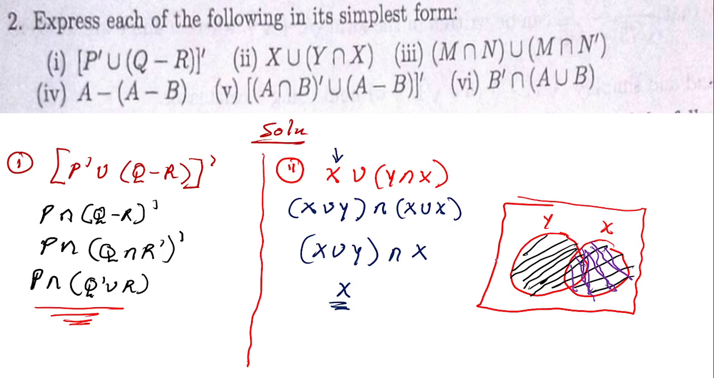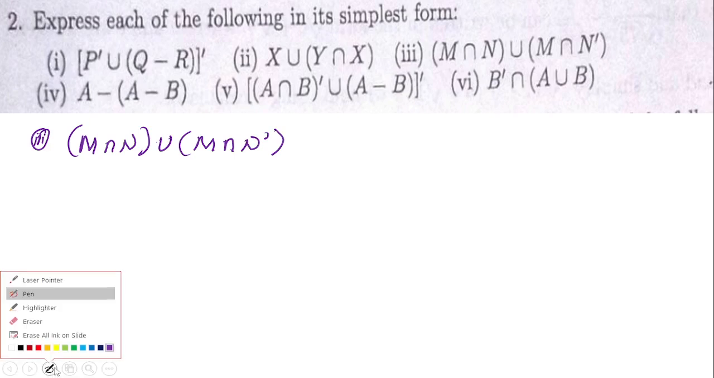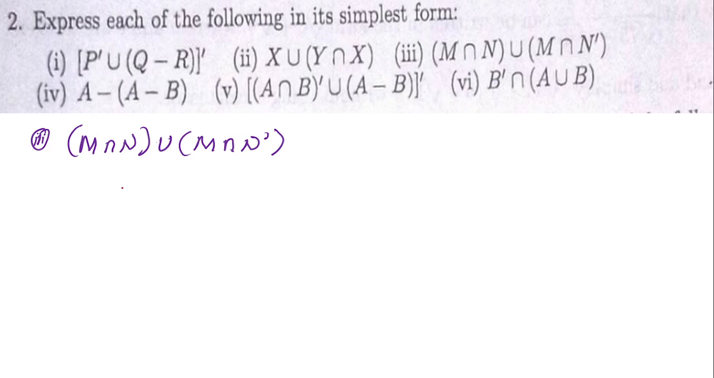Let me go on to number 3. Number 3 is an easy question. There are so many ways you can solve number 3, but I'll show you a simple and easy method. You have M intersection N, open bracket, union, and then you have M intersection N complement, and then bracket.